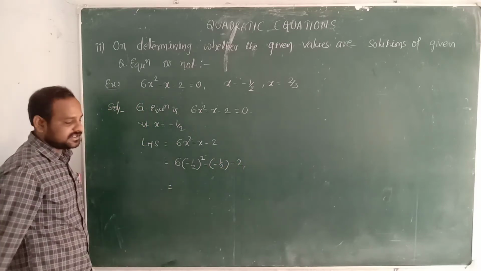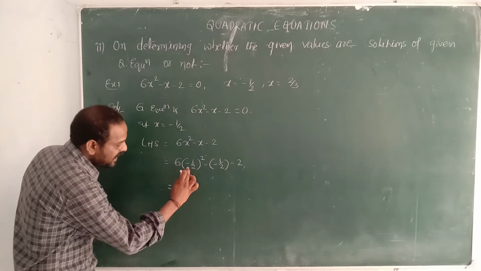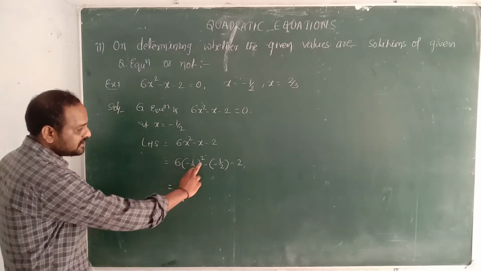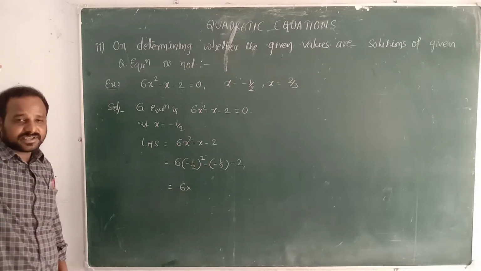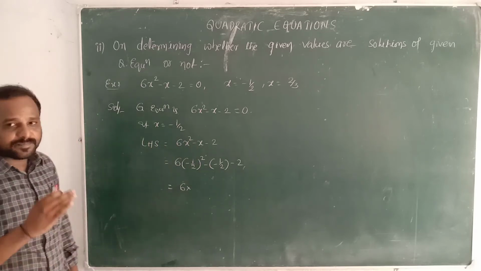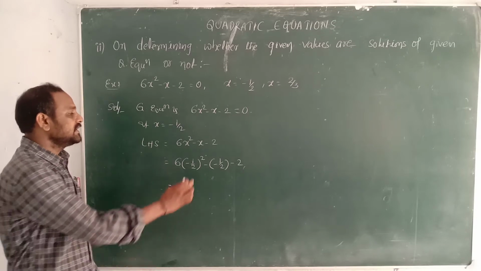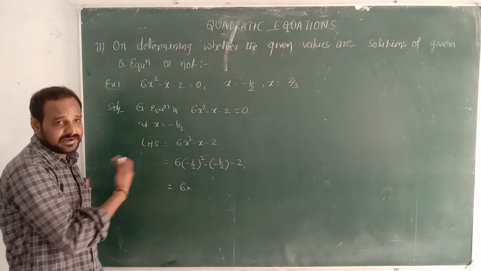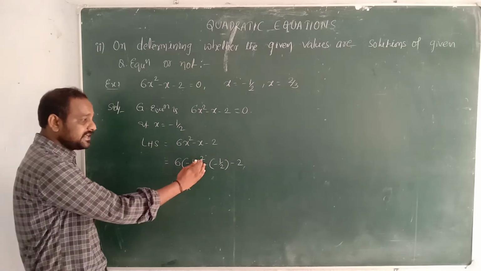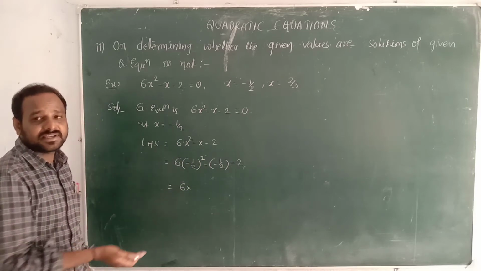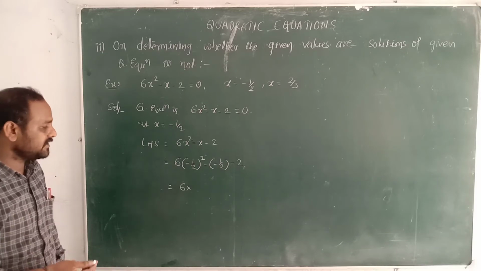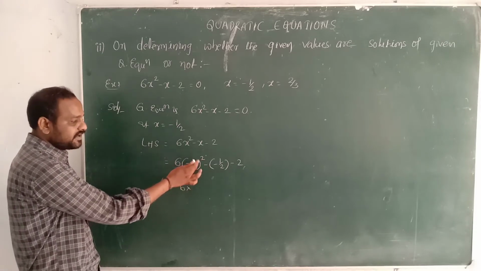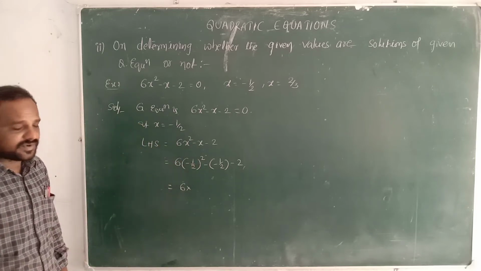Now do the calculation. 6 into minus 1 by 2 whole square. How much will you get? Minus 1 by 2 whole square. Already we discussed this previously: if the power is an even number, we get a positive value. If the power is an odd number, we get a negative value. Here the power is 2, which is an even number, so we again get a positive value.